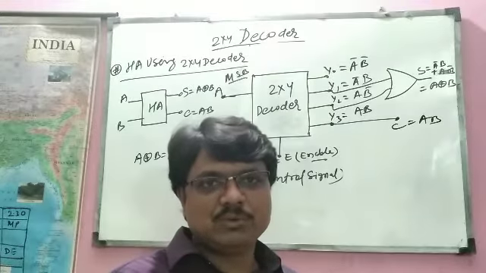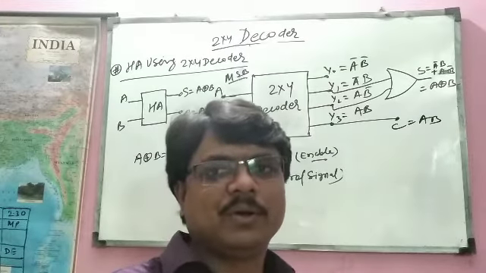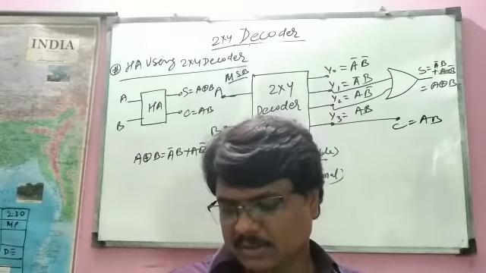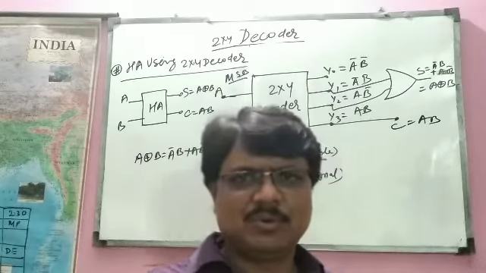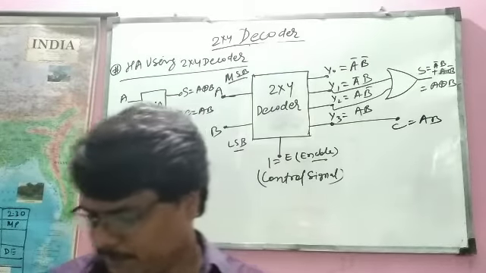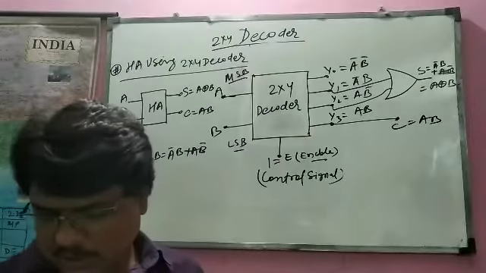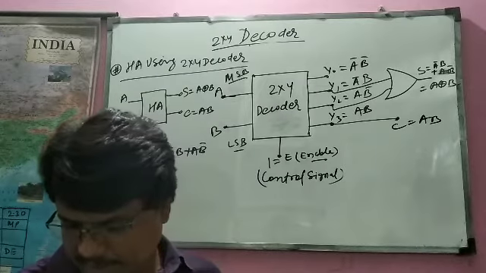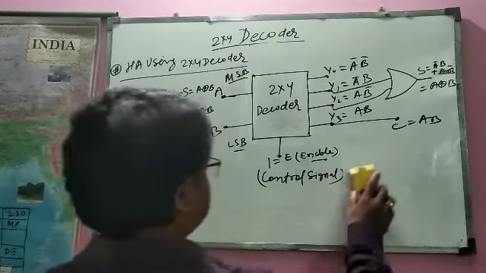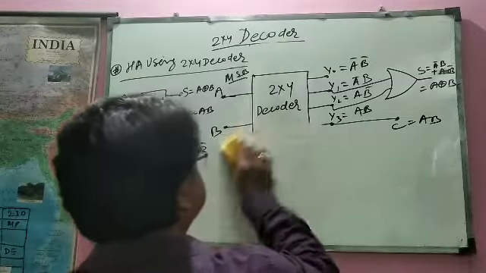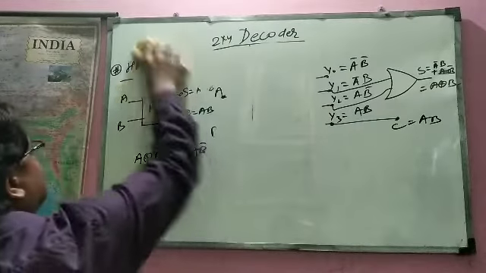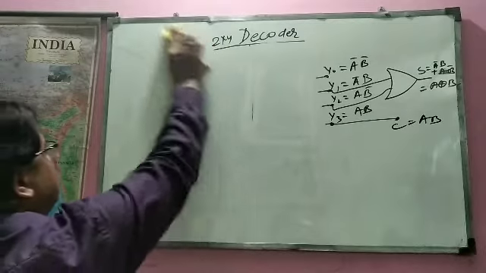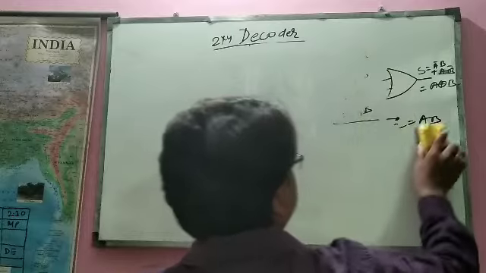By using a 3:8 decoder, we can also design the full adder. So let us see, we'll see for 2 minutes more. By using the 3:8 decoder, we can implement the sum and carry of the full adder. Let us see the implementation of the full adder using a 3:8 decoder.